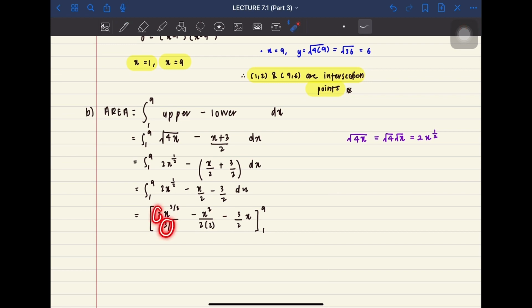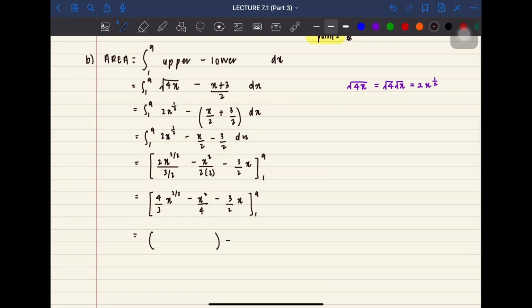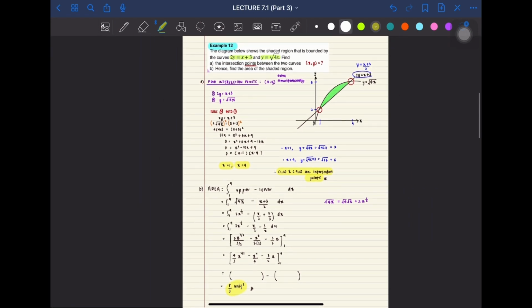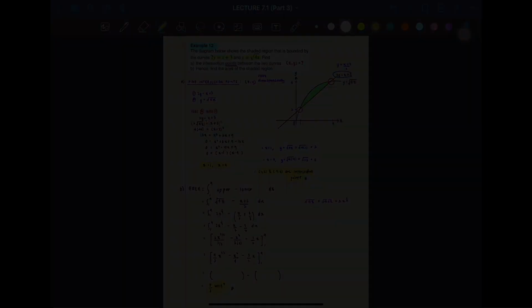Okay, so 2 bahagi 3 per 2 boleh simpulkan dulu sebenarnya, jadi 4 over 3 and then tolak x square over 4. Saya darabkan je yang bawah tu. Okay, alright, so masukkan 9 minus masukkan 1. So you're gonna get your final answer is 8 over 3 unit square. Okay, so this is the answer for example 12.